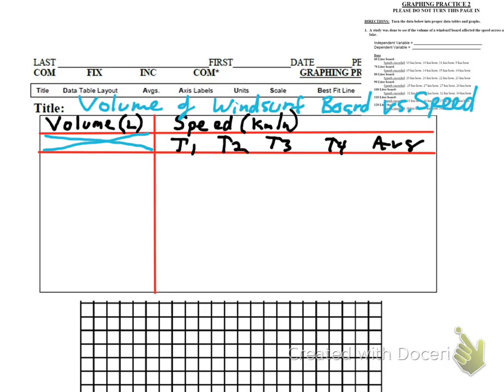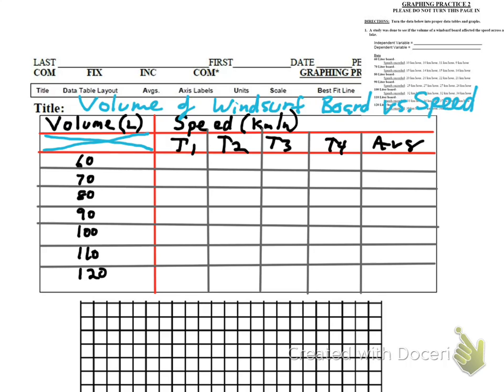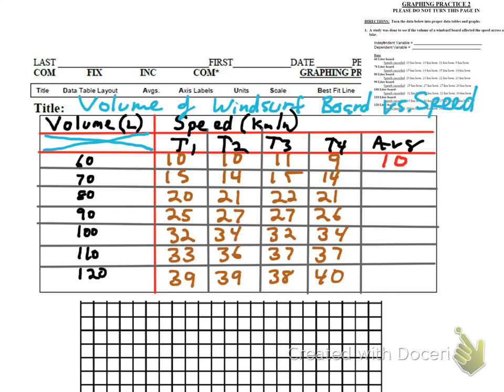4 trials and an average if you look at the data. Then draw the lines down. Put your experimental groups, the number of times they change the volume of the windsurf board, down here. Then draw your lines. Just plug in the data and average it. And so when you're all said and done, it will look like that. Notice I rounded my averages to whole number since the data was taken to whole number. Next thing you're going to do is graph that.